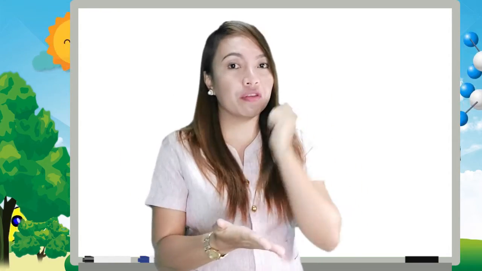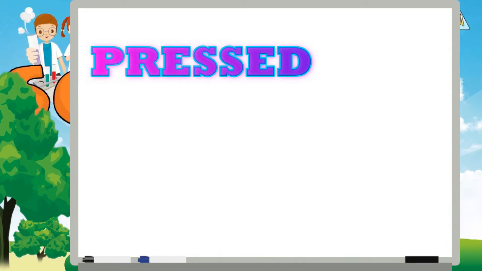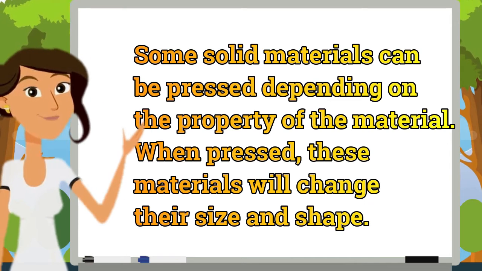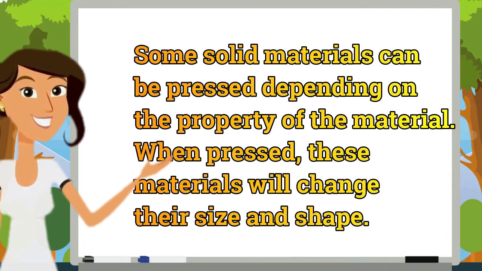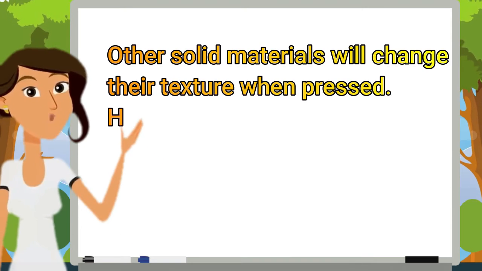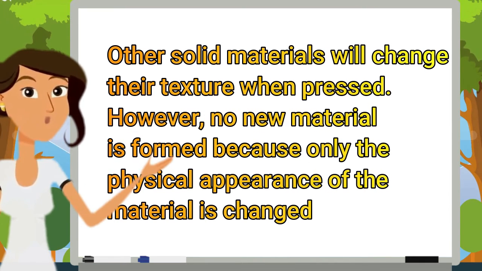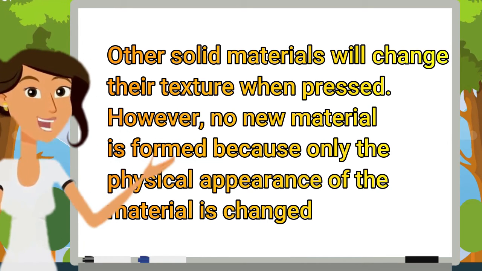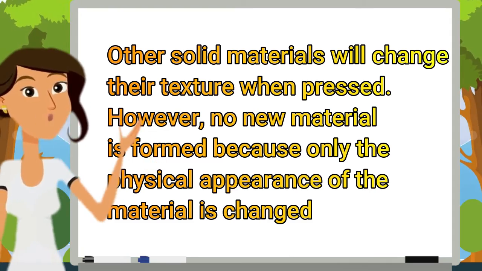Now, what do you think will happen to the materials when they are bent, when they are hammered, when they are cut, or when they are pressed? Now, let's describe what will happen to the materials when they are pressed. Some solid materials can be pressed depending on the property of the material. When pressed, these materials will change their size and shape. Other solid materials will change their texture when pressed. However, no new material is formed because only the physical appearance of the material is changed.